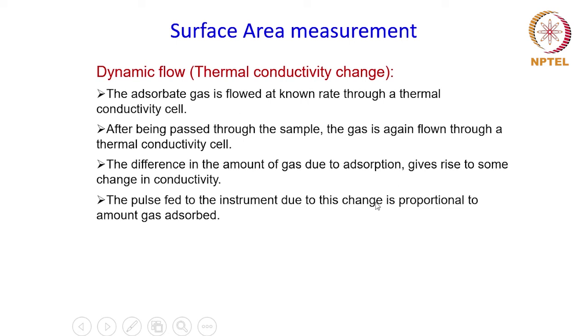This thermal conductivity change is fed through a pulse into the system to generate the signal, and the pulse which is fed is actually proportional to the amount of gas adsorbed, and that is how the amount of gas adsorbed at different pressures can be calculated from this, and the isotherm can be plotted. So this was all about the BET surface area measurement technique.